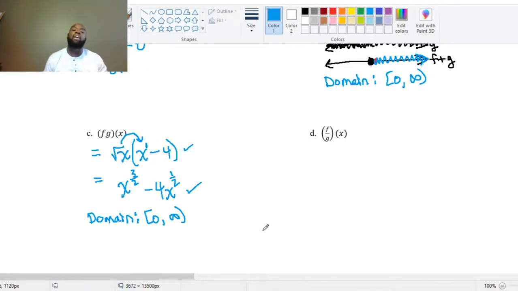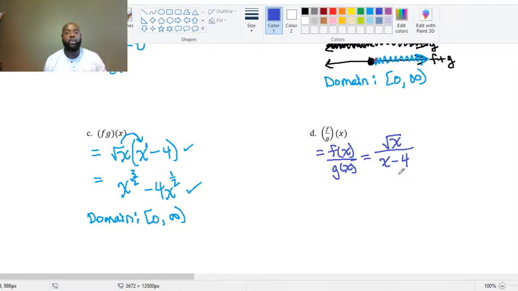In part D, we have f of x over g of x. So here, what we're going to have to do is take the expression for f of x and divide it by the expression for g of x. All right, so the expression for f of x was the square root of x. The expression for g of x was x minus 4. Now, that is completely simplified because we have a subtraction in our denominator. So I wouldn't do anything to try and further simplify this, right? However, we need to find a domain.